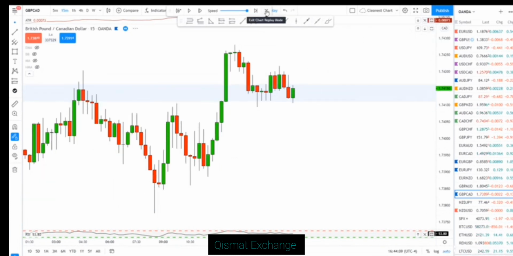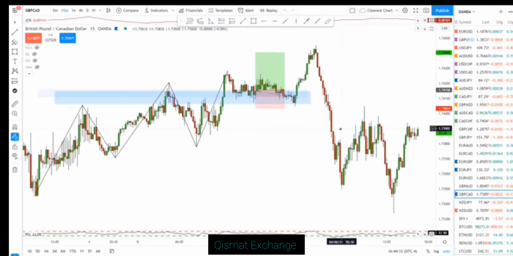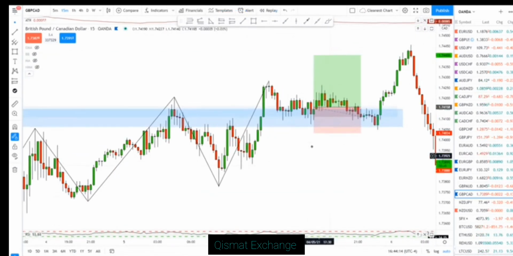I have to get out of replay mode in order to show you guys the results so that my drawing tools will be on there. But that's exactly the reason for entry. For my stop loss, I just put a stop below the lowest swing low of that double bottom, which at the time was right here.